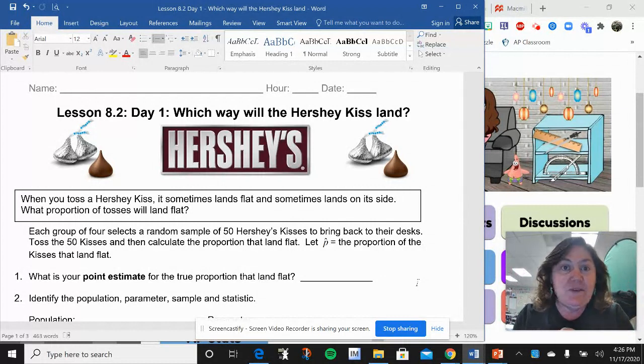So you need to have opened, if you don't already, the lesson 8.2 day 1, which way will the Hershey Kiss land? We're going to start off with this worksheet. So you need that in front of you. If you need to pause me and get that in front of you, do so. Okay, so let's go into it.